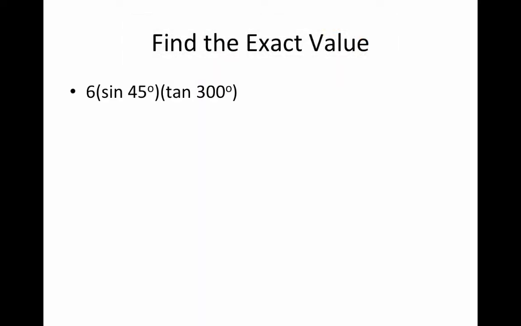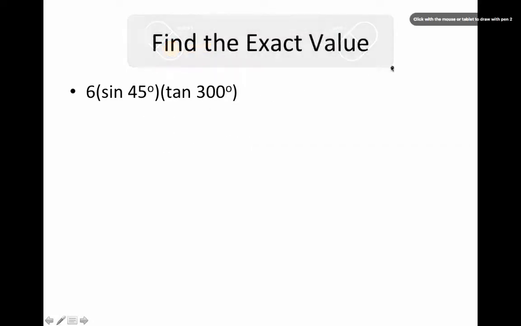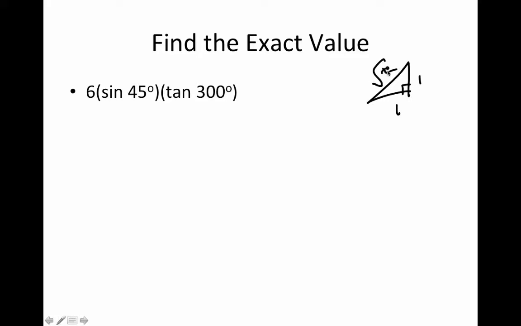Also, exact value. These are similar to some problems that you had from yesterday. What you want to do is figure out what the sine of 45 is. Quadrant 1, going to be positive. 1, 1, square root 2. Sine of 45 is 1 over the square root of 2, or square root of 2 over 2. So I have 6, and then I have square root 2 over 2.